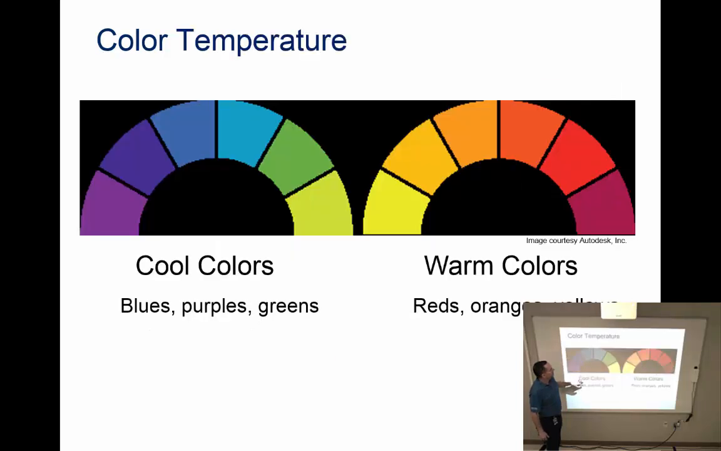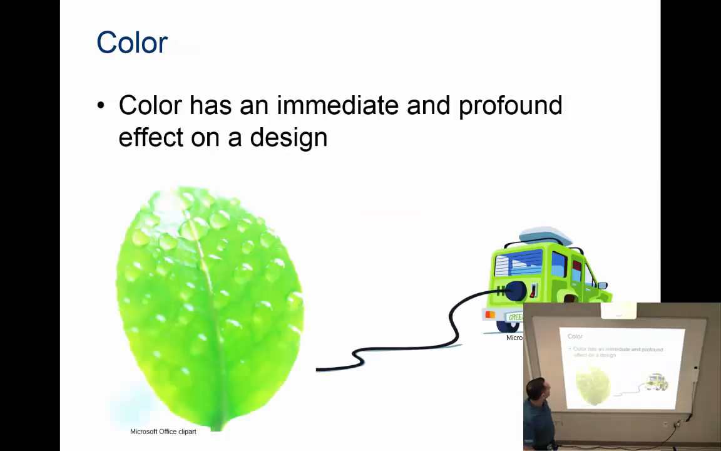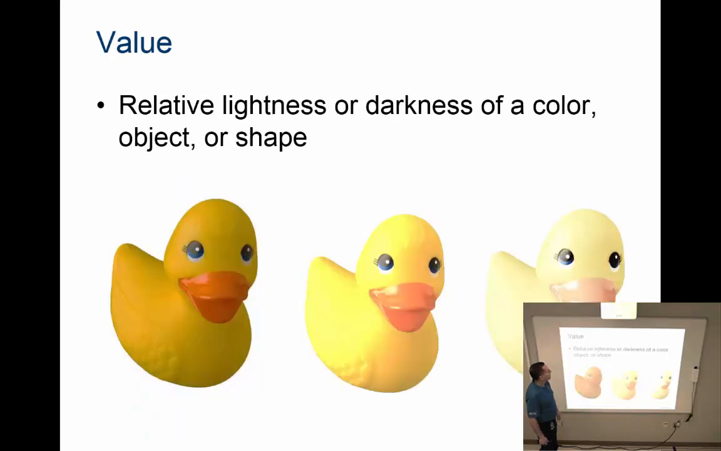You can also describe colors by temperature, right? So it's a cool color versus a warm color. The warm colors are your reds, your oranges, your yellows. The cool colors are the blues, the purples, and the greens. Color has an immediate impact and profound effect on the design of the object. In this case, they're using green as the color to describe this electrical vehicle because we think green as far as being good for the environment and stuff like that. So they use that as a key element of design in that object.